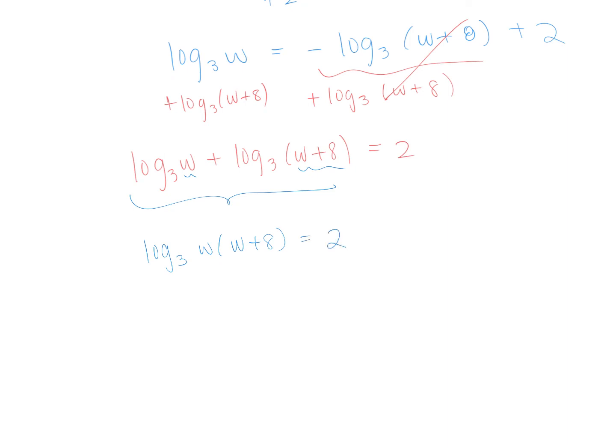Then we're going to rewrite it in exponential form. Remember that log base a of b equal to c is the same as saying a to the c power equals b. Okay, these are the same. That's the meaning of our logarithms. So I'm going to rewrite this. Our base here is 3. The exponent is the 2. And this is supposed to equal the argument here, which is w times w plus 8.